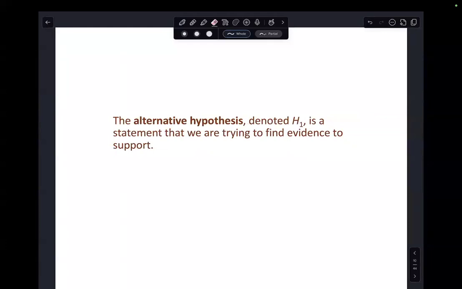Alternative hypothesis, you will see this two different ways. You'll see it as H sub A, and you will see it as H sub 1. They mean the same thing. You'll see it both ways, H sub 1 or H sub A. They both are the alternative hypothesis. The alternative hypothesis is what we're trying to show.